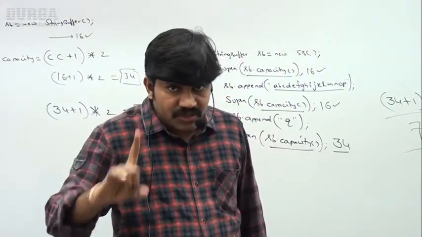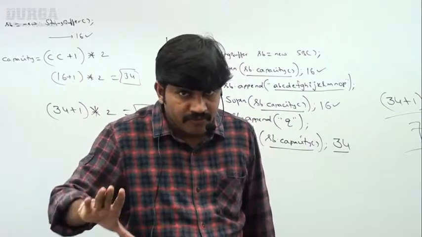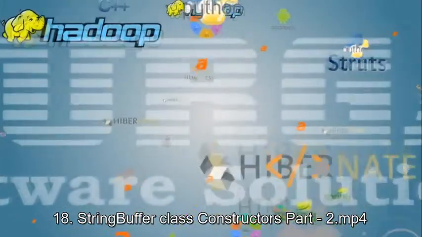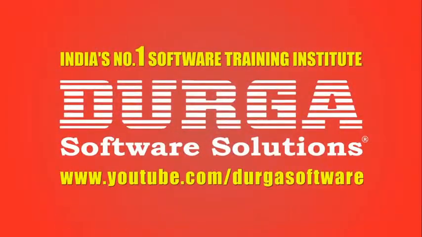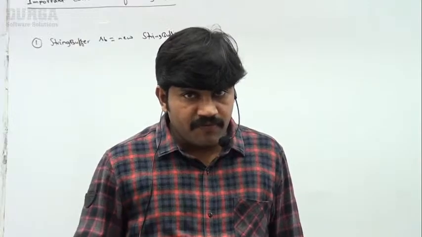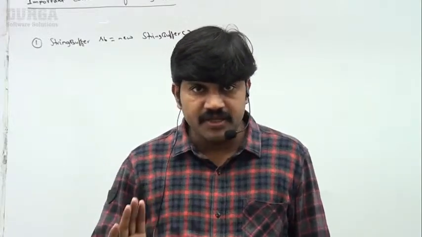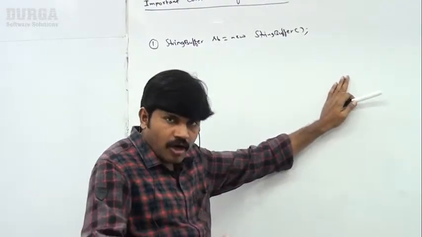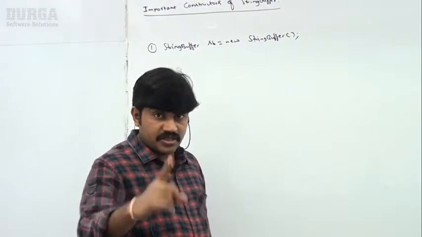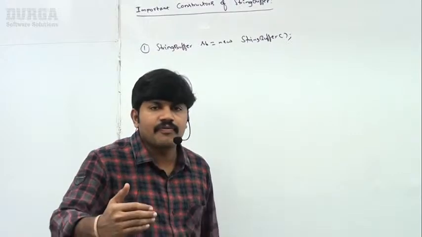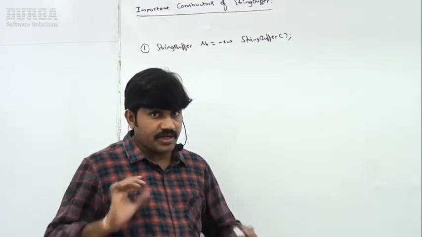So the first constructor is clear for all of you, right? StringBuffer sb is equal to new StringBuffer, with default initial capacity 16. What is the incremental capacity? 16 will become 34, 34 will become 70. Like that I covered very clearly, right?